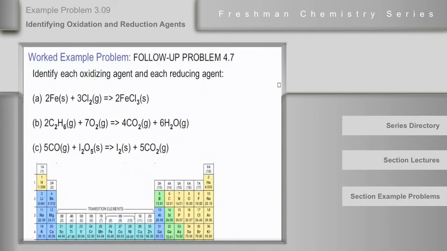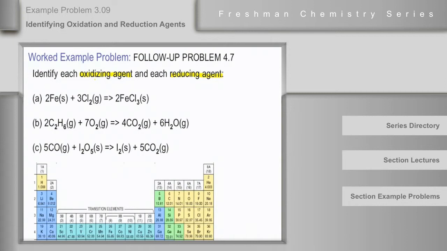In this problem, we are charged with identifying the oxidizing agent and the reducing agent in each one of the three redox reactions that are shown on the slide. In the case of an oxidizing agent, we realize that an oxidizing agent is a substance which takes electrons away from other substances. So we characterize that by looking at how its oxidation number changes during the reaction.